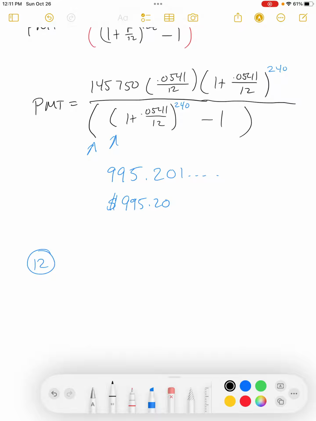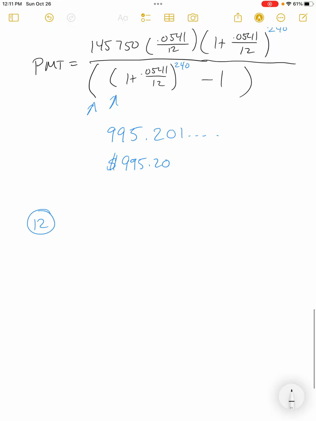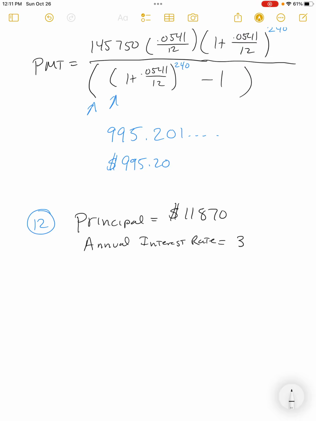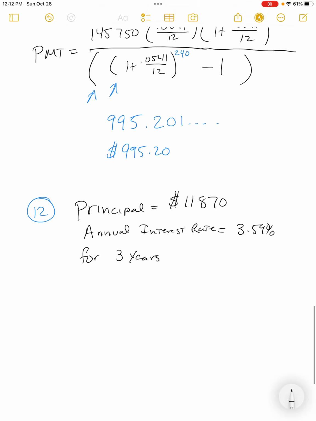And in number 12, I'll switch back to the black pen. In number 12 in the homework, they want you to take a loan out. They call it the principal is equal to 11,870. The annual interest rate is what they type out, and that is given to be 3.59%. And this is for 3 years. So this is like a car loan, right? But one where they want to structure it where they capture that interest early.